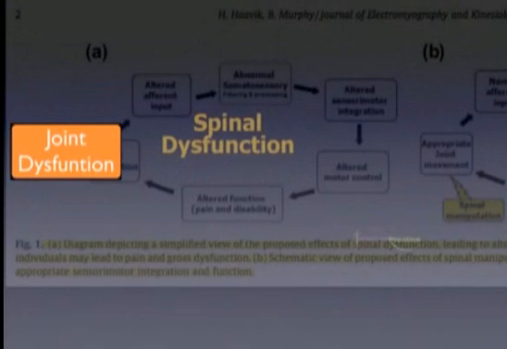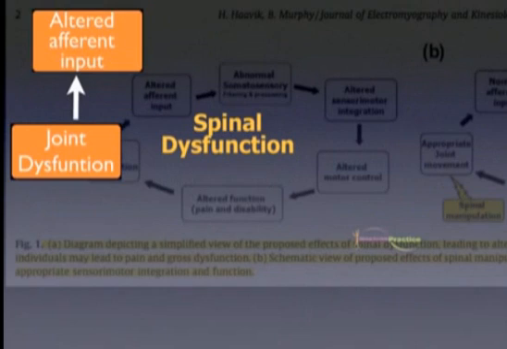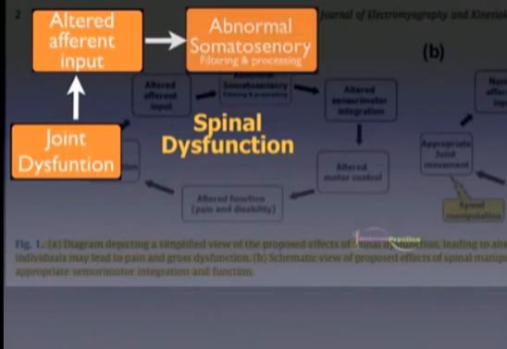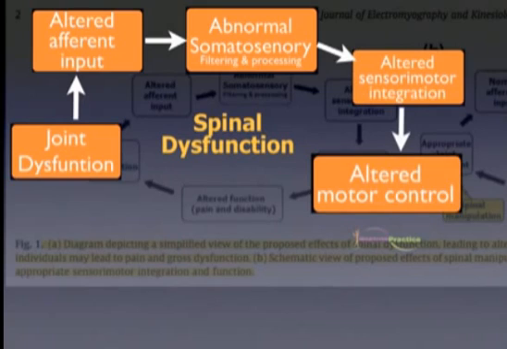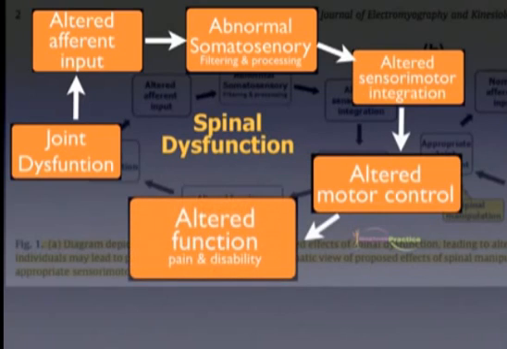Haavik's study proposed an effect of spinal dysfunction beginning with joint dysfunction. And they go on to say that joint dysfunction means that the proprioception from that joint is altered. That altered afferent input means that in the CNS, the central nervous system, there's abnormal processing that occurs. And that sensorimotor processing is abnormal, which means that the integration is abnormal, which means motor control is changed. And that means function is changed, which includes pain and disability, and that changed function begins a cycle.